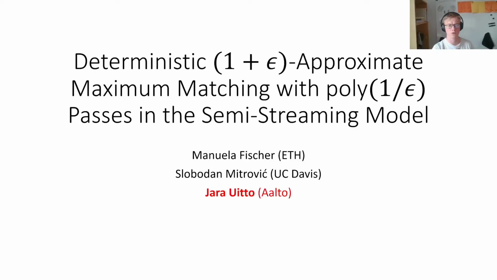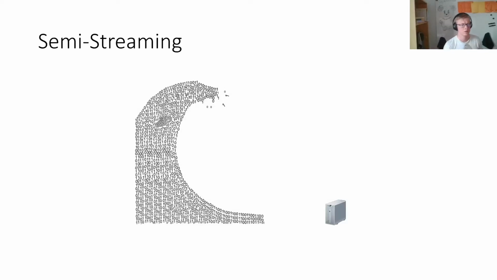So here I'm going to talk about our algorithm in the semi-streaming model for approximating maximum matching. So what is semi-streaming? Well, it's one of these modern models of processing big data, and the basic idea is just that you have some input data that is way too large to store on a single computer. So the memory of this machine is not enough to store the whole input data.